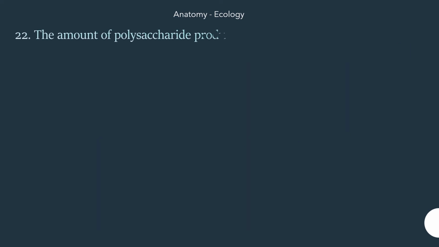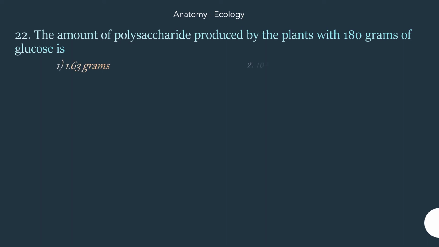The amount of polysaccharide produced by the plants with 180 grams of glucose is: 1.62 grams, 108 grams, 162 grams, and 264 grams. The answer is 3, 162 grams.